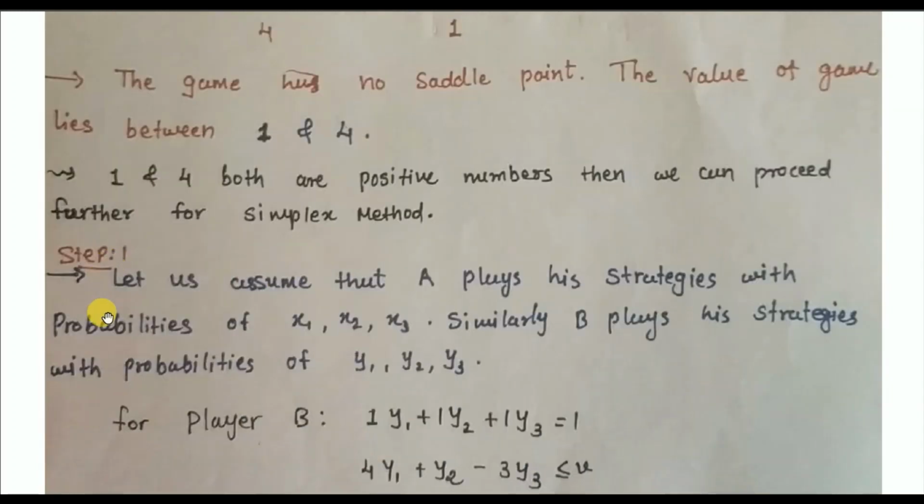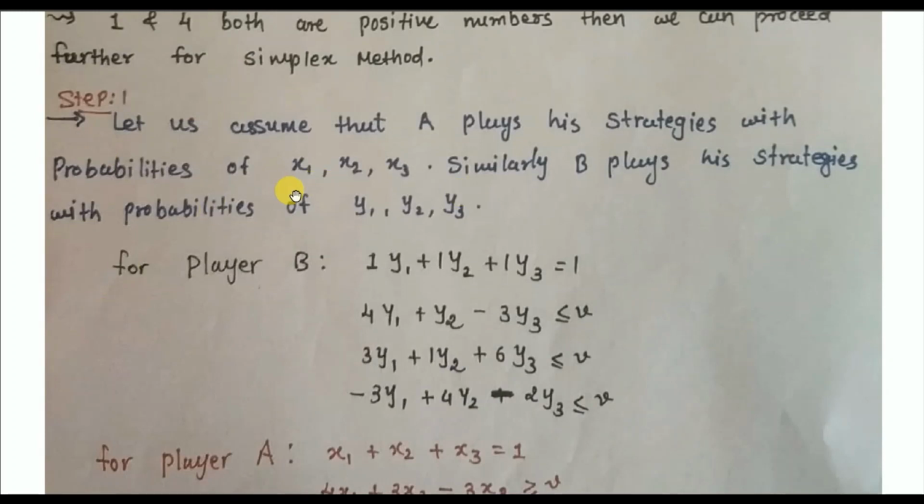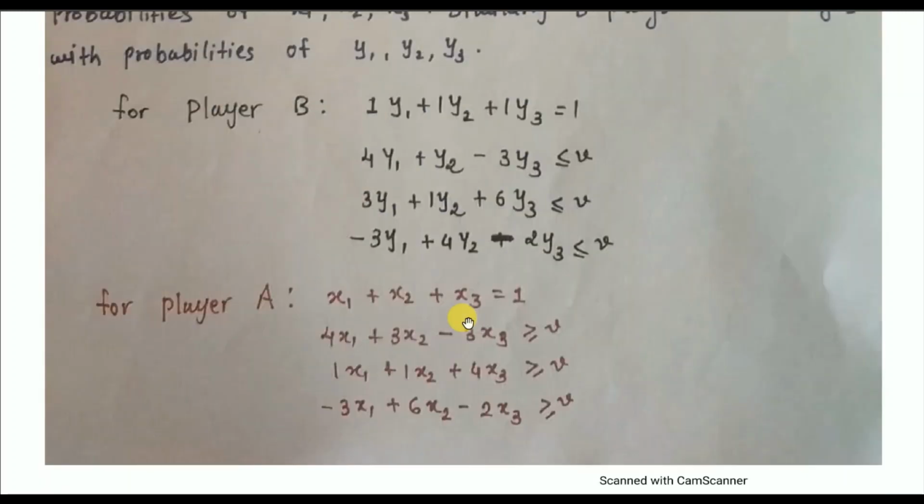Step 1 is that we have to assume the probabilities x1, x2, x3 for player A's strategies and y1, y2, y3 probabilities for player B's strategies, and make the equations. We put the less than or equal to sign because player B always wants to minimize the value of the game, and player A always wants to gain more than the value of the game. So here we put less or equal to sign and here greater or equal to sign.